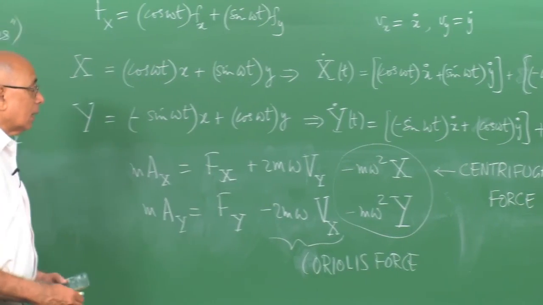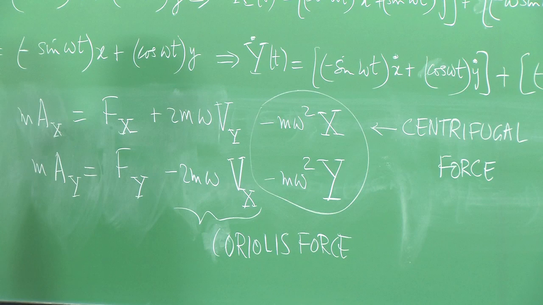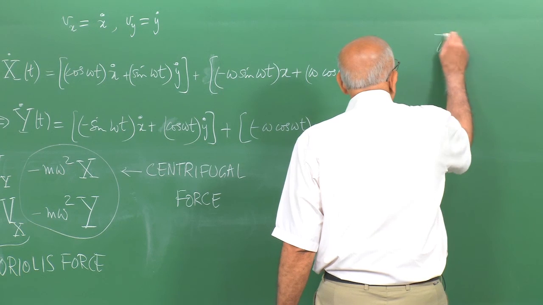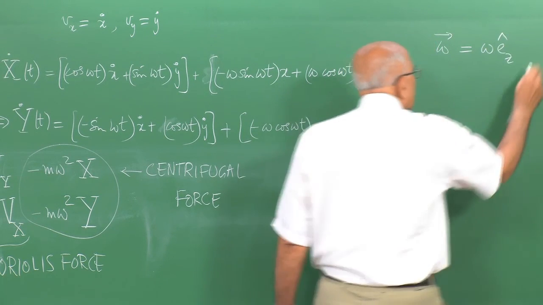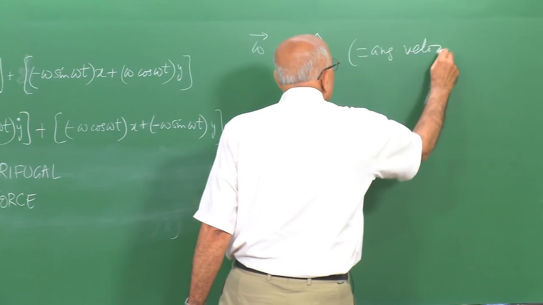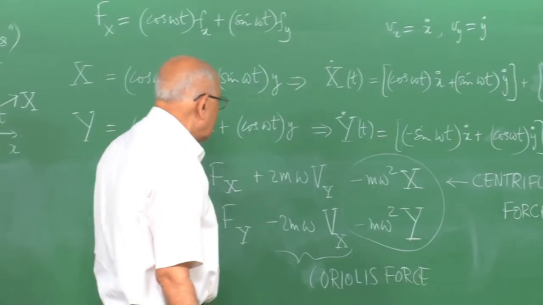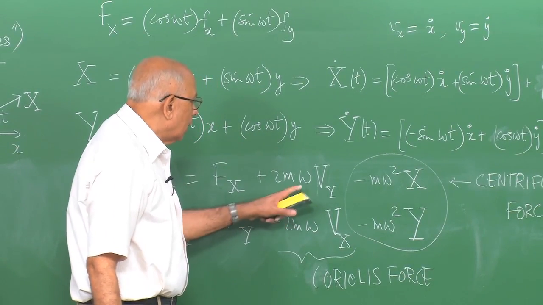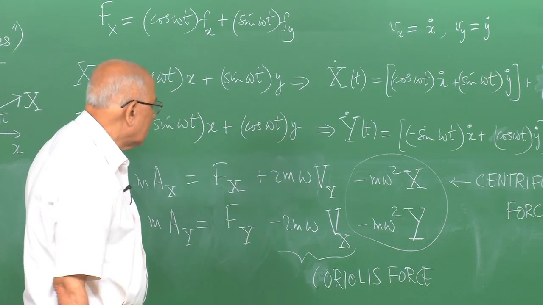Can we write this in a more elegant form than this? And the answer is yes. What is needed is the following. We have rotated about the z axis, so let us define an angular velocity to be equal to omega times E sub z. That is equal to the angular velocity. And what is this term here then? The omega is a component of the angular velocity, the z component.